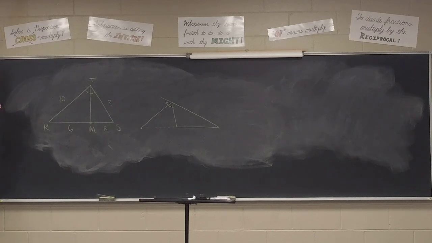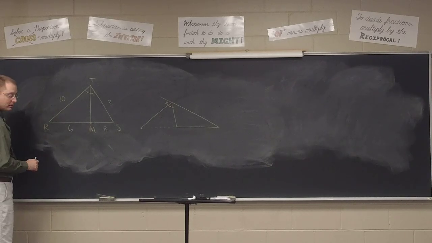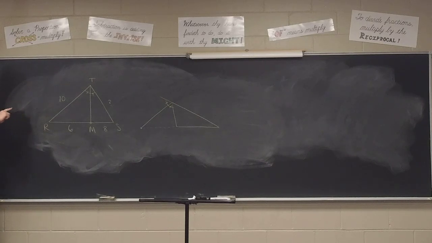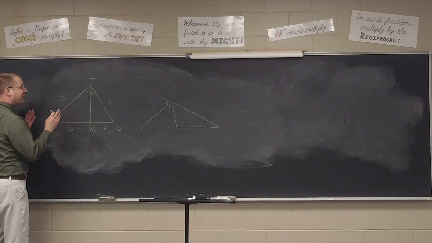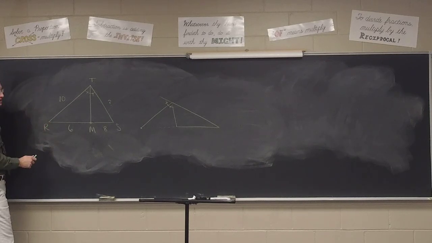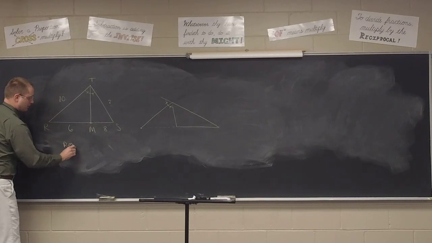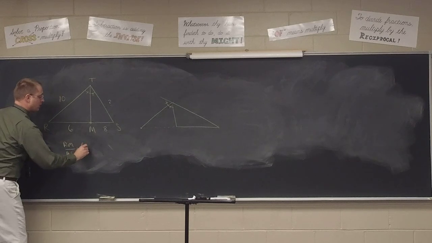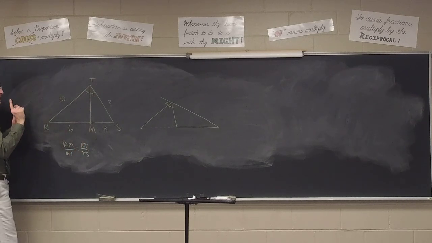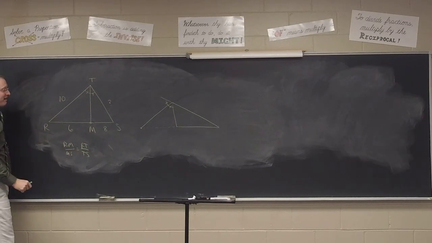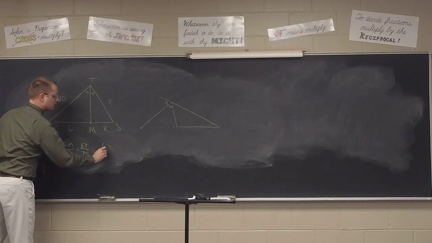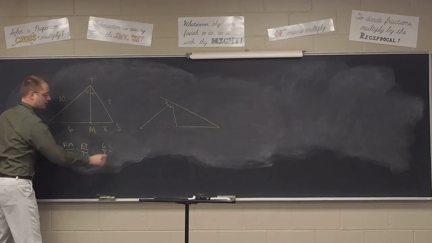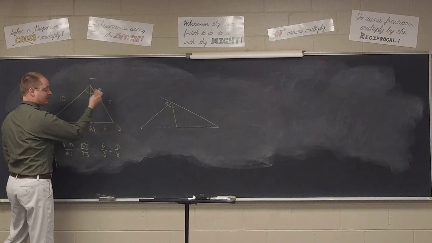In words, what proportion goes with this picture, Chris? Segment is to segment, as side is to side. Good, okay, so then in letters, what proportion goes with this picture? RM is to MS as RT is to TS. Perfect. Now, plugging in values, what proportion do I have here? 6 is to 8 as 10 is to X. Good, and we can just call the missing side X.